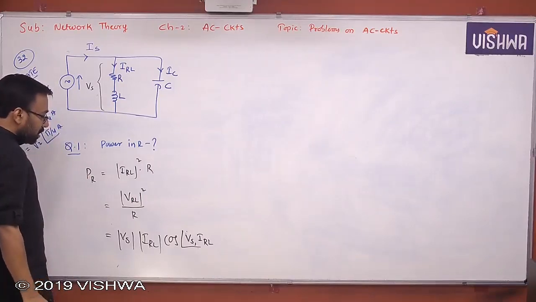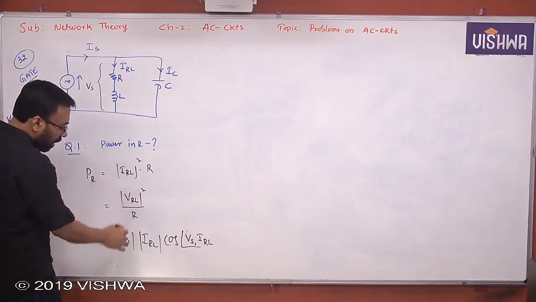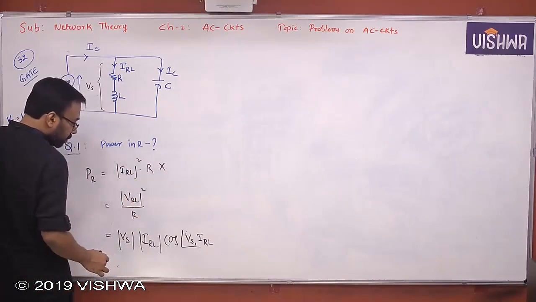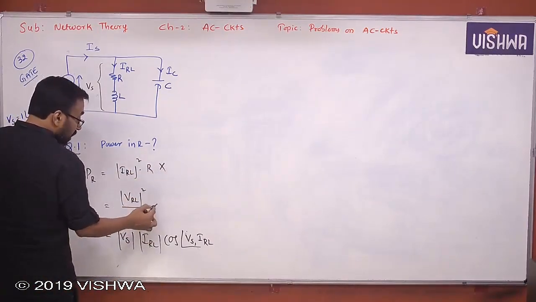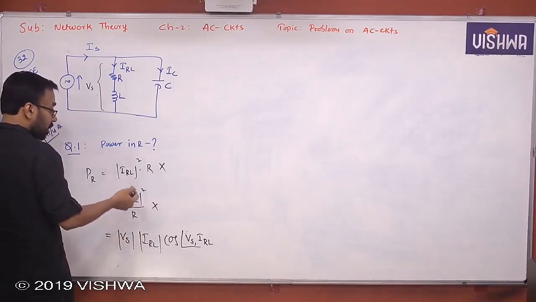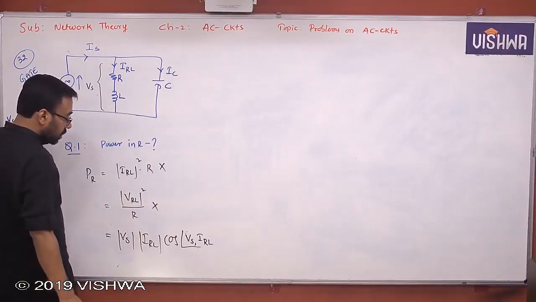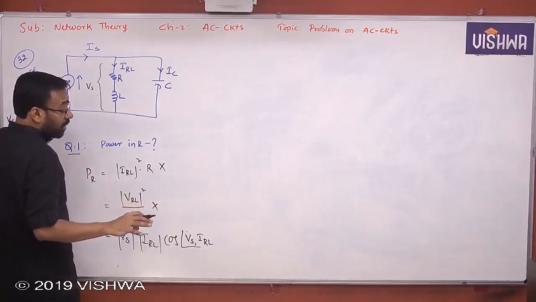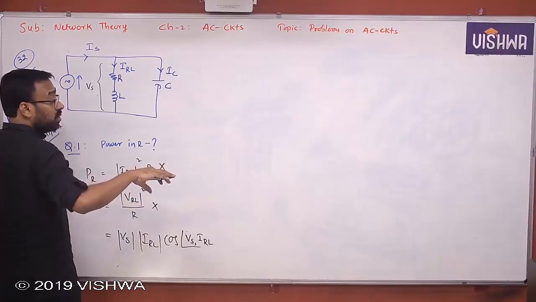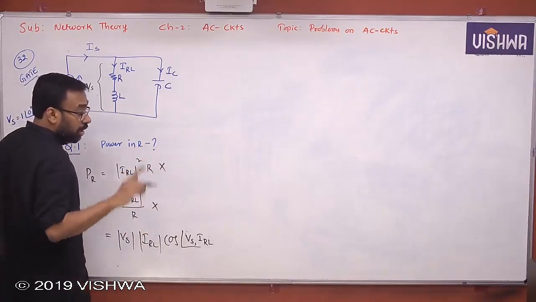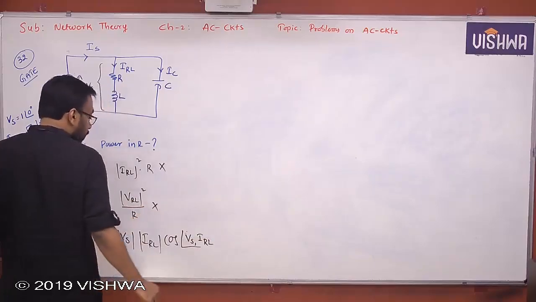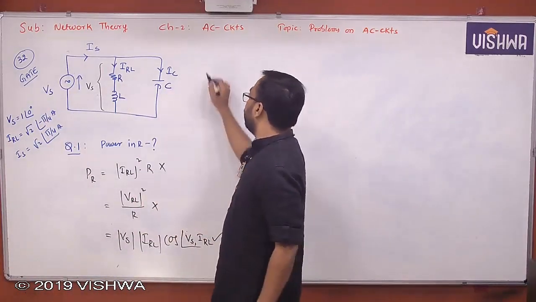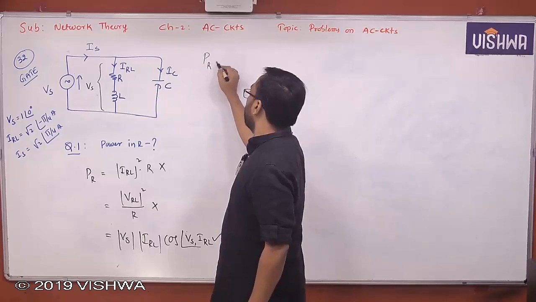But what is the appropriate formula among these? Since you do not know R, this is not correct. This is also not correct. You do not know R, you do not even know VRL. But Vs, IRL, all these things are known. That's why I told you already, different formulas can be used in different contexts based on the data given. Understand all of you? So this is the only formula we can use to get the value of power in R.